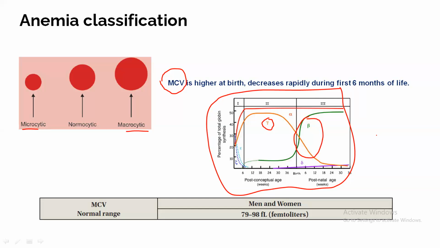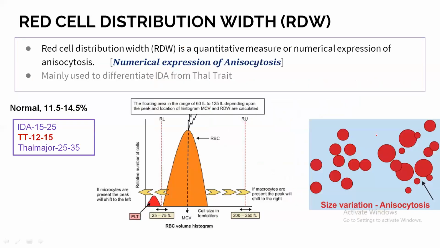Based upon the MCV, we classify the patients into microcytic, normocytic, or macrocytic anemias. The normal value is 80 to 100, you should keep in mind. Less than 80, we call microcytic. More than 100, we call macrocytic.